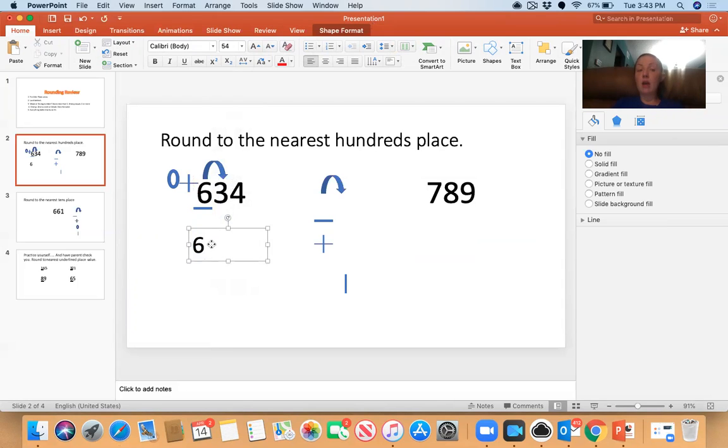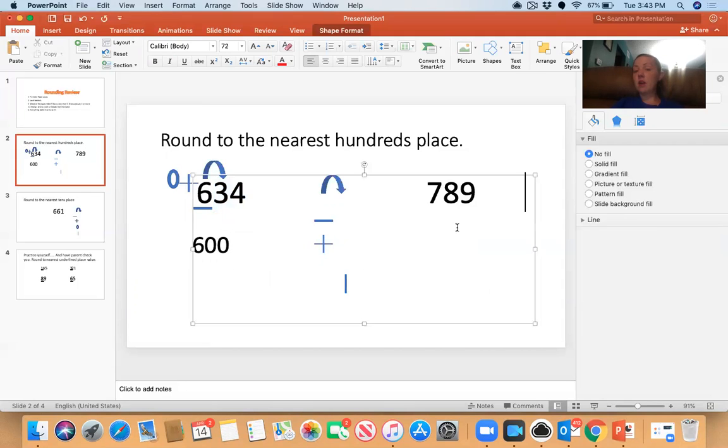Okay, now that I've rounded, my last step is to do what? What happens to all the numbers behind the hundreds place? They turn into zeros. There are 1, 2 numbers behind the hundreds place, so how many zeros should I have? 1, 2. So 634, rounding to the nearest hundreds place, rounds to 600.